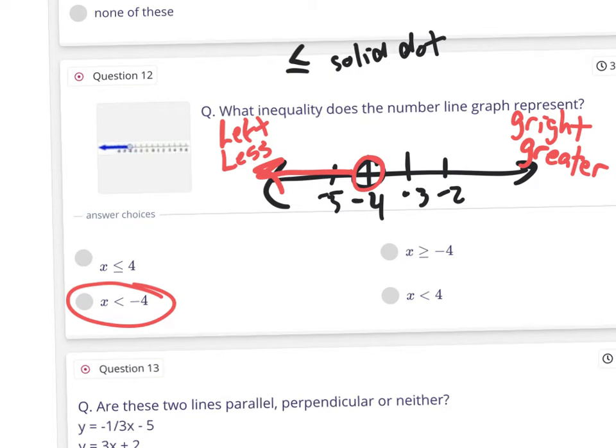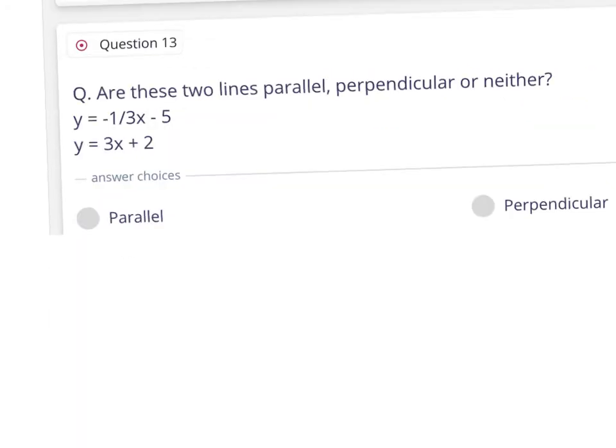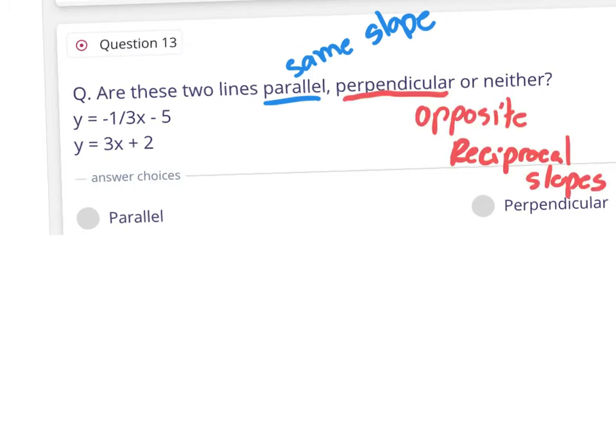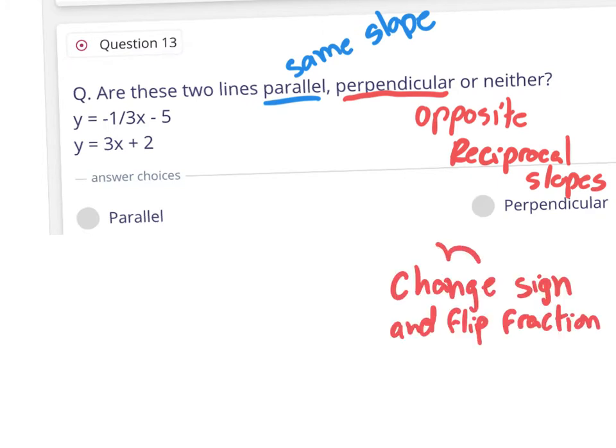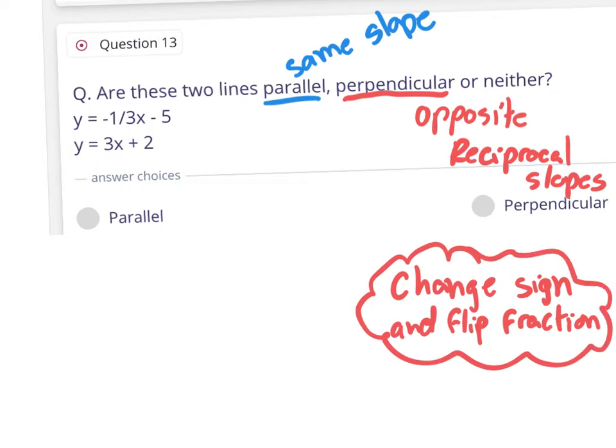Moving on to question 13. Question 13, one of the easiest questions in the test. Are these two lines parallel, perpendicular, or neither? Again, what you need to know is that parallel means you have the same slope. And perpendicular means that you have opposite reciprocal slopes. And what does that really mean, opposite reciprocal slopes? That means that you change the sign and flip the fraction. So that's what it means, change sign and flip fraction.